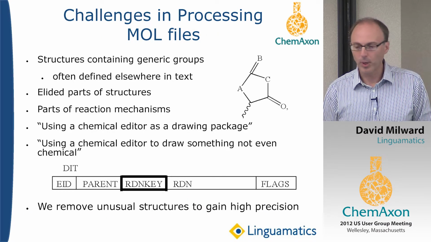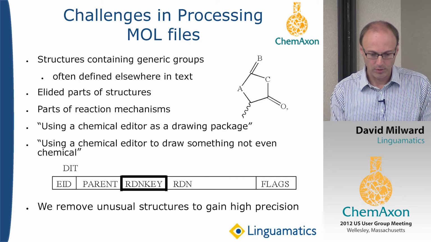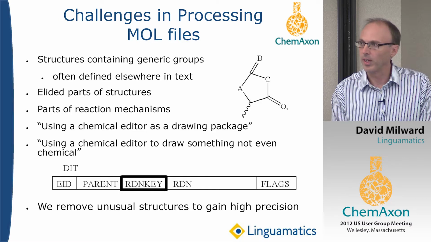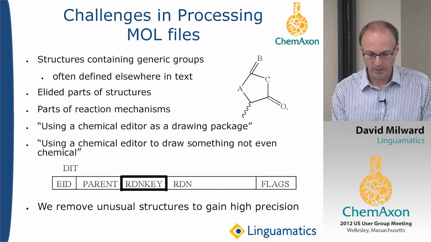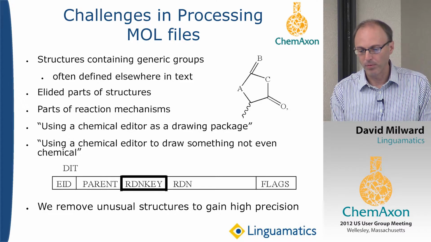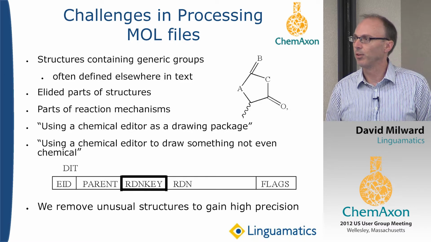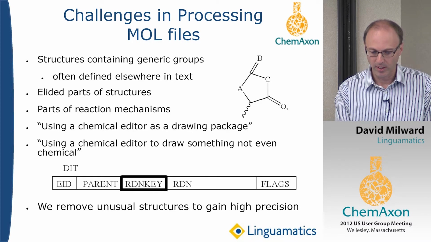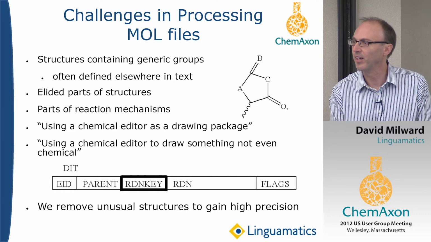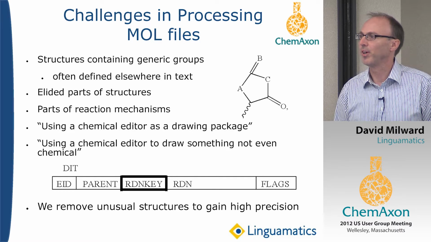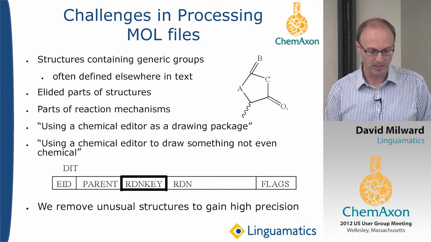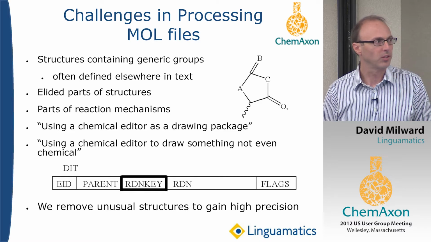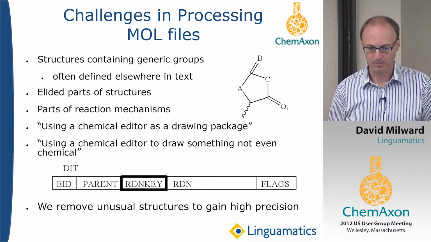So there are some challenges in processing the MOL files. You've got some very generic groups mentioned as MOL files. You've got elided parts of structures. You've got parts of reaction mechanisms. There's also quite a big problem with people using the chemical editor as a general drawing package, and that's not always for chemistry. So in this example, this is actually a MOL file here. It's not what you would expect to find in a MOL file, but people have just used it as a general drawing package. So we need to remove those unusual structures to gain precision, so we do quite a lot of filtering of the MOL files.